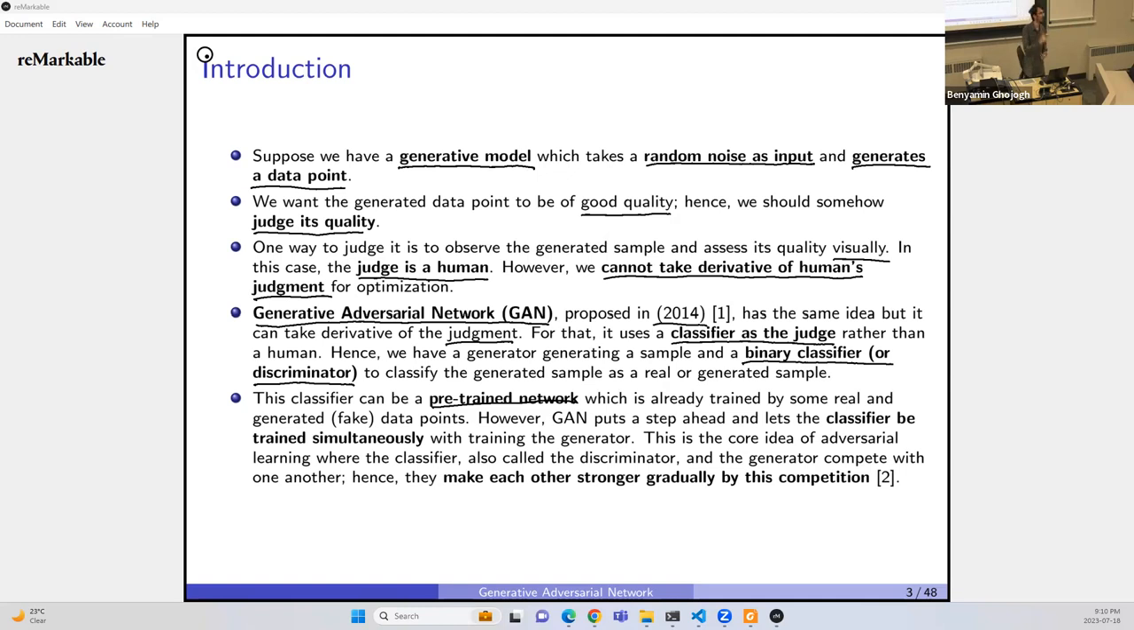And they compete with each other, right? By this competition, they both become stronger. In the real world, one way to get stronger is that you compete in a good way. You both become stronger by competing. So they make each other stronger gradually by this competition.